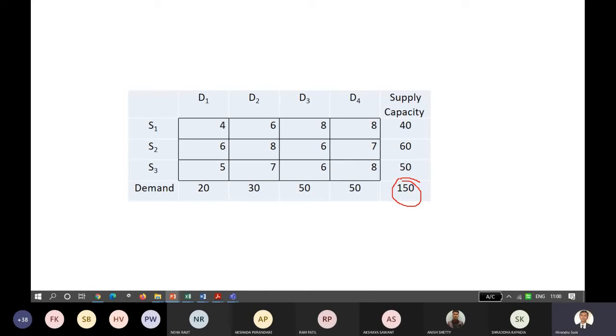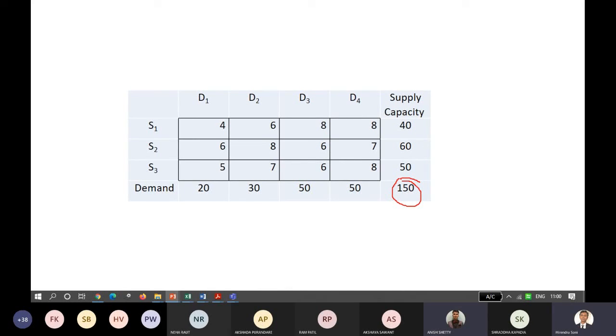If your supply is less as compared to demand, then we would have included a row. And the total supply capacity of the dummy row would have been equal to the gap between the supply and demand. Clear?